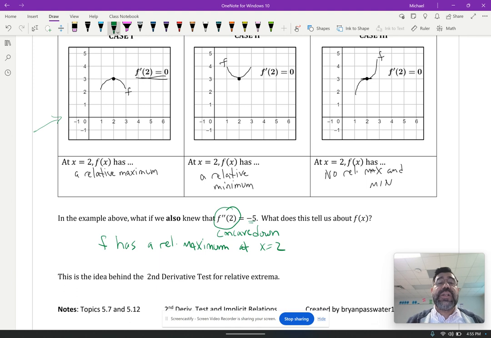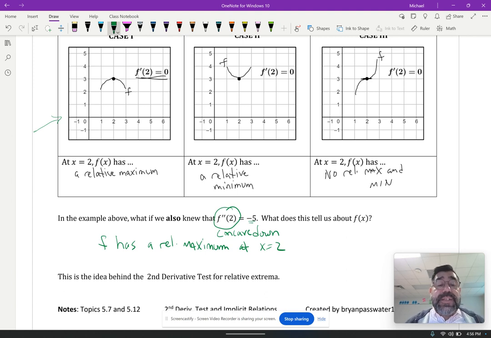Because if I have a critical point, only 3 things can happen, right? Either I have curvature down, concave down, I have curvature up, concave up, or I have this little wiggle, a point of inflection. Well, if the second derivative I know is negative, then I know I have concave down. It has to be a relative max. Or if my second derivative is positive, I know it's concave up. It has to be a relative min. But if my second derivative is not positive, not negative, if it's 0, then I could get something like this, and I don't know what's happening, right?